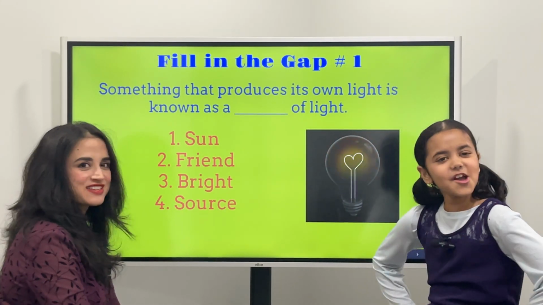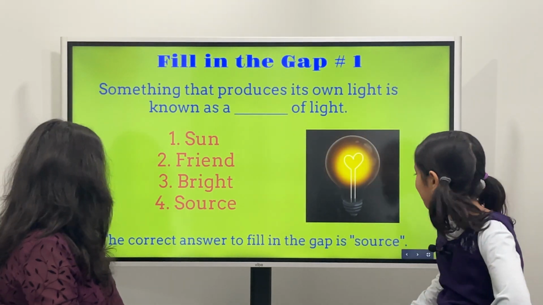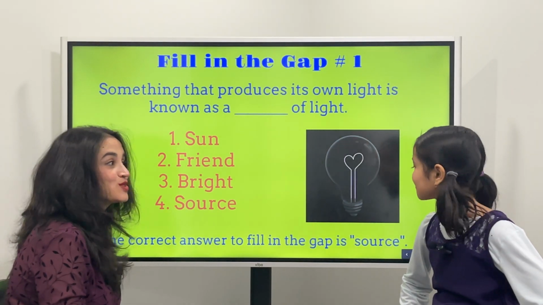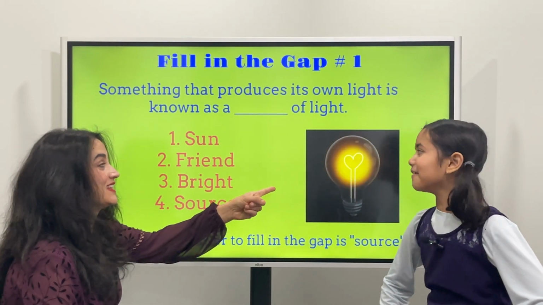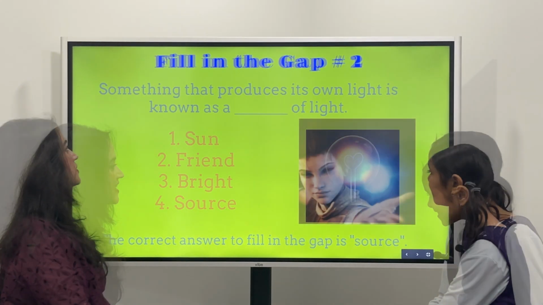So let's see which one is right. No, it's sun. Let's see. The correct answer to fill in the gap is source. Oh, I got it wrong. Just kidding. The next one, fill in the gaps.